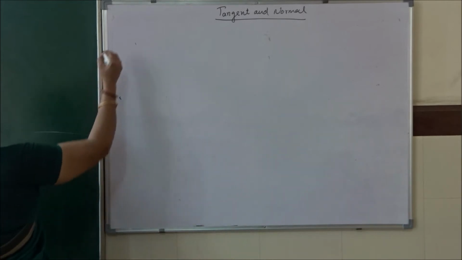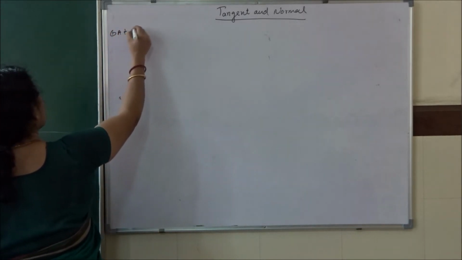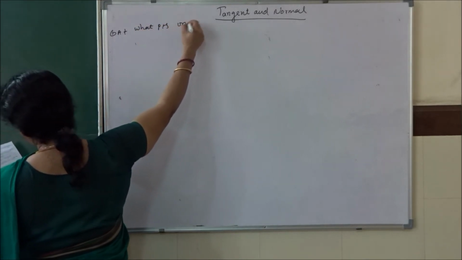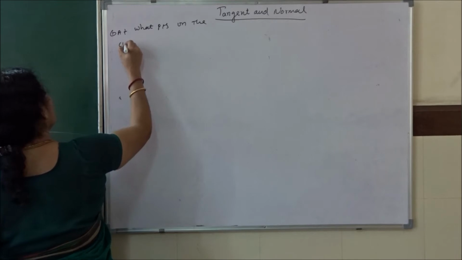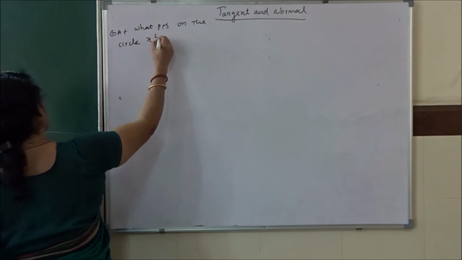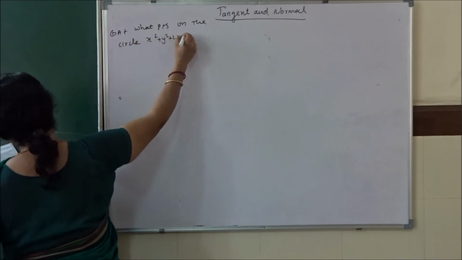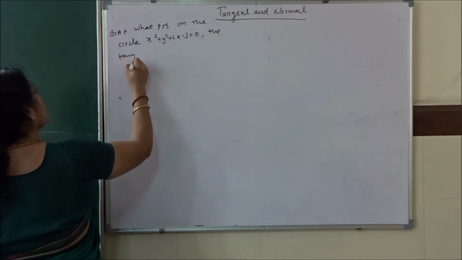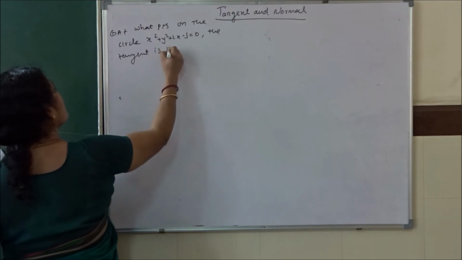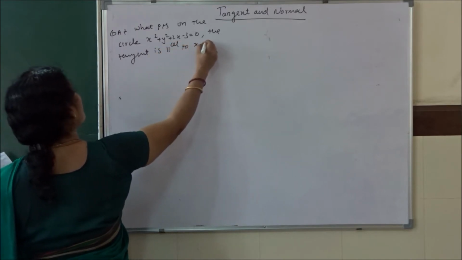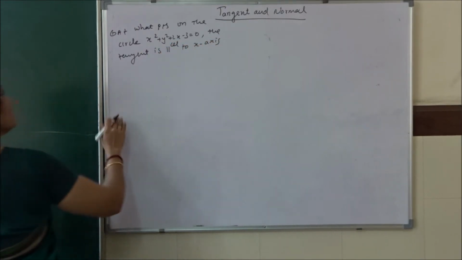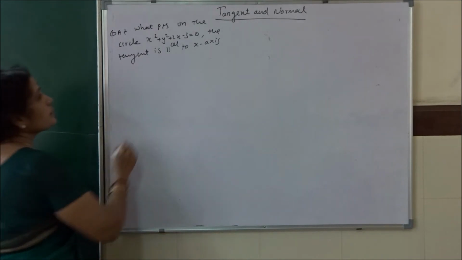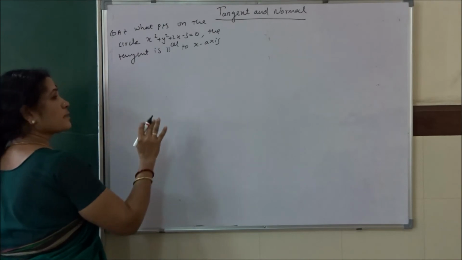Now question number 1: at what points on the circle x square plus y square plus 2x minus 3 equal to 0 is the tangent parallel to the x-axis? It is a very simple question, and a repeated one.